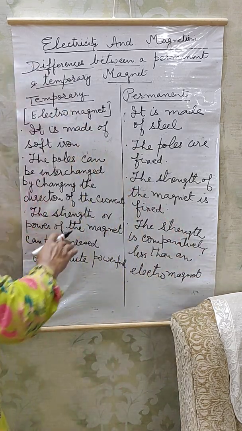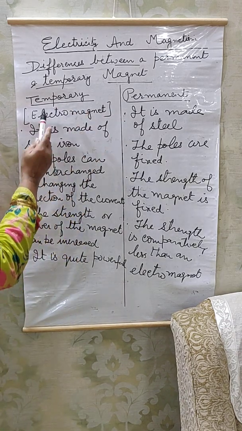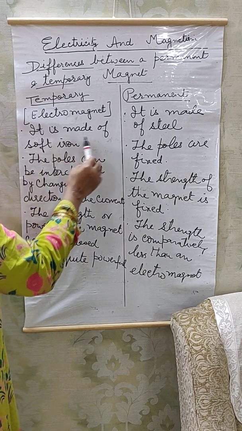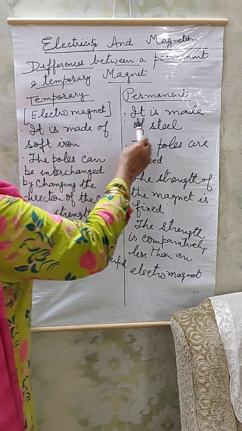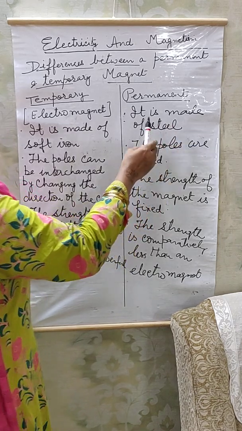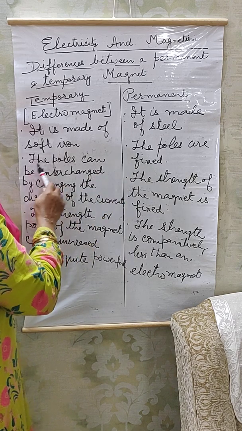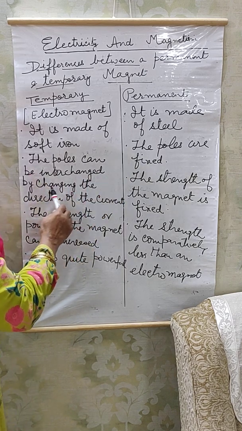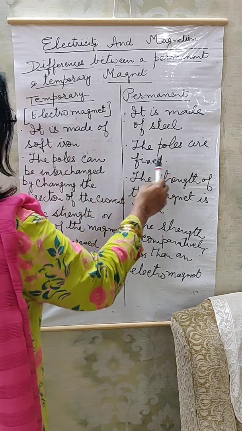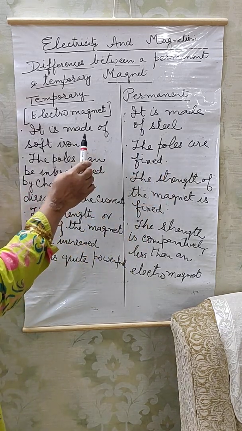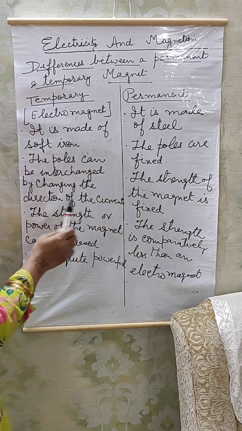So these are the differences about temporary and a permanent magnet. Temporary magnet, it is made up of soft iron and it can lose its magnetism. Permanent magnet, it is made up of steel, it does not lose its magnetism. Then the poles can be interchanged by changing the direction of the current. Here the poles are fixed, they cannot be changed. Once one is north pole, the other is south, it remains the same.